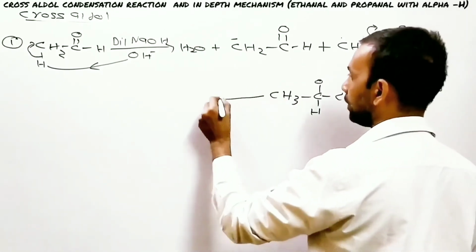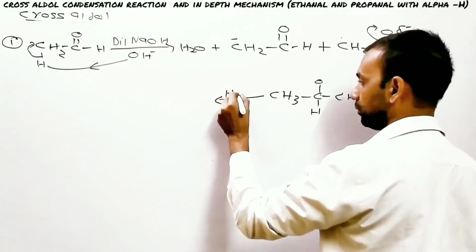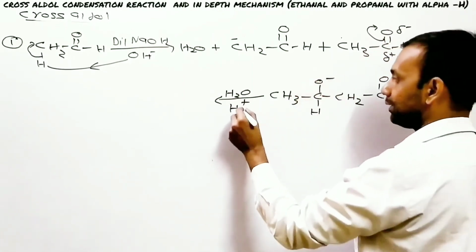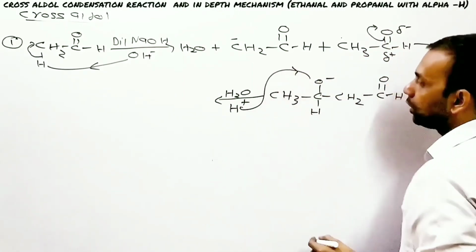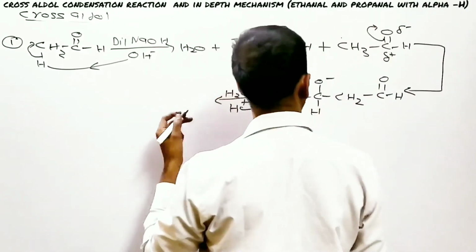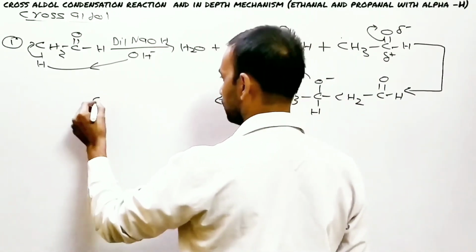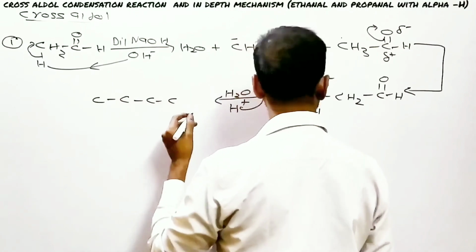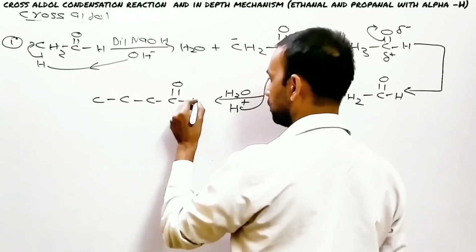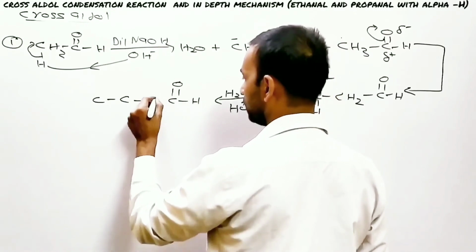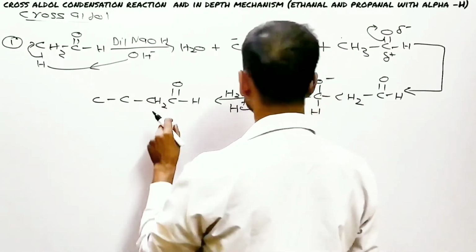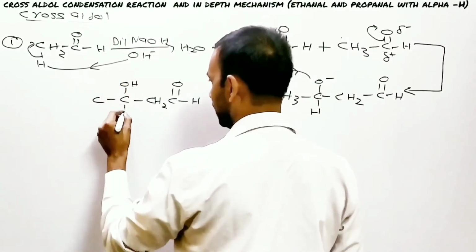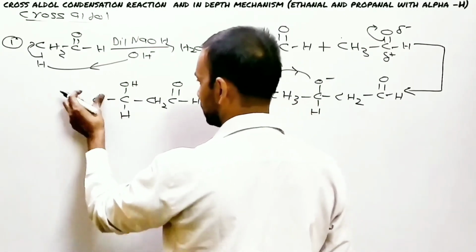In the next step, it reacts with water, which produces a hydrogen ion. This hydrogen ion shifts towards the oxygen and forms a hydroxyaldehyde. There is 1, 2, 3, 4 carbons here. You have H2 here, H here, H here, and finally you have CH3 here.